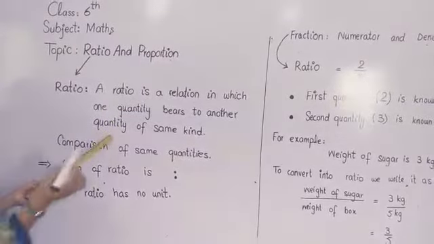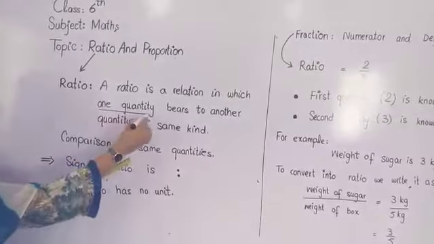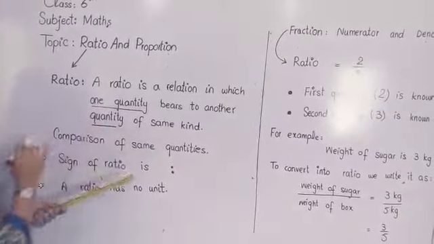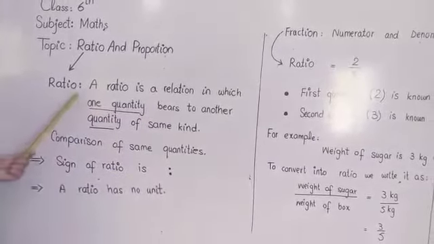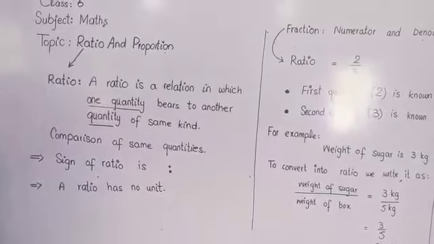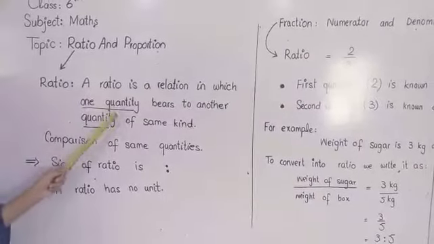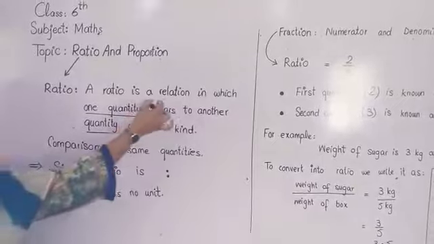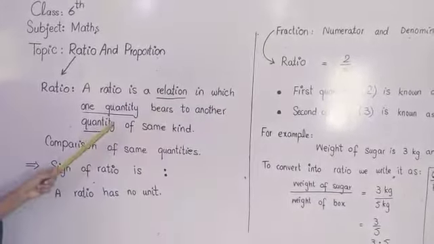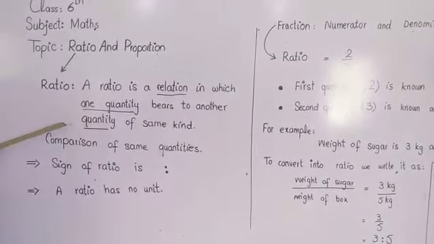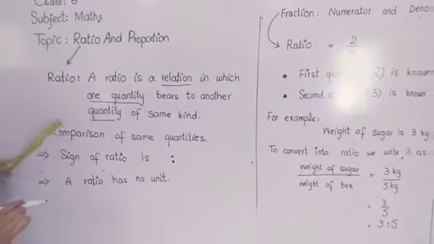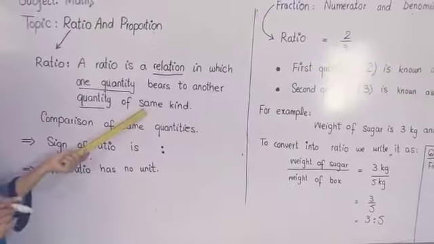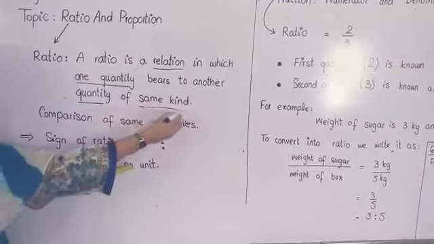You can see that I have written here, one quantity to another quantity means there will be only two quantities in the ratio, which will be the relation between these quantities. And relation means there would be a sign which is used between these quantities. And the most important thing, of same kind means these two quantities must be of same kind.